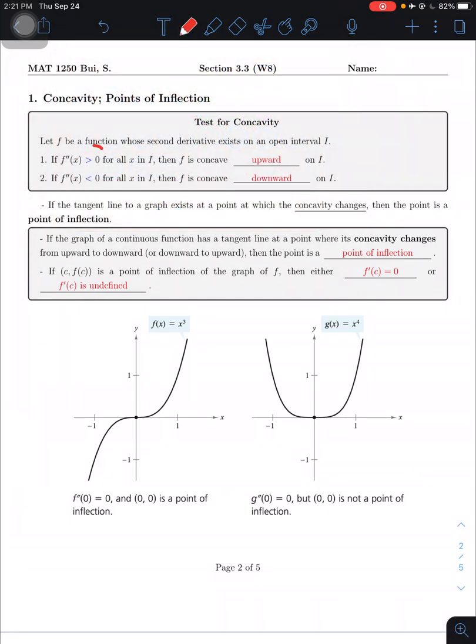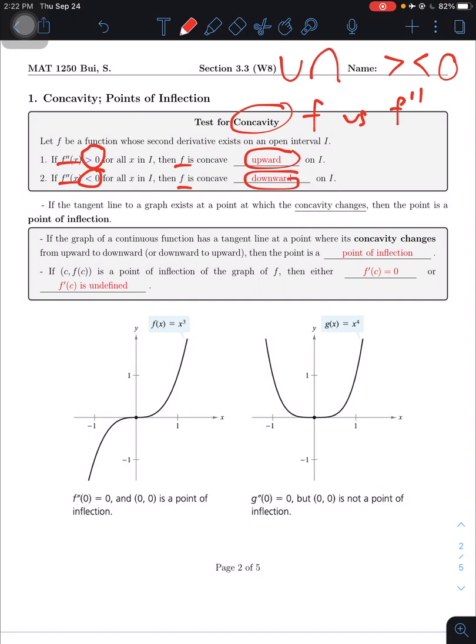To link it: greater than 0, or positive, is for concave upward, and less than 0, or negative, is for concave downward. We're talking about the second derivative here, and this is f double prime, not f prime. So concavity is about the relationship between the original function f and its second derivative. The second derivative could be less than 0 or greater than 0, which means the original function will look like a U shape or an upside down U.